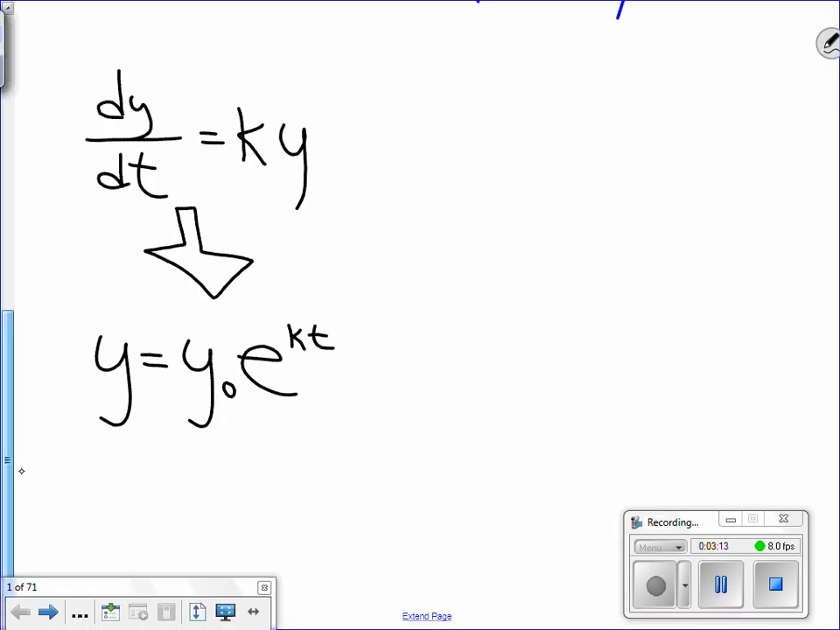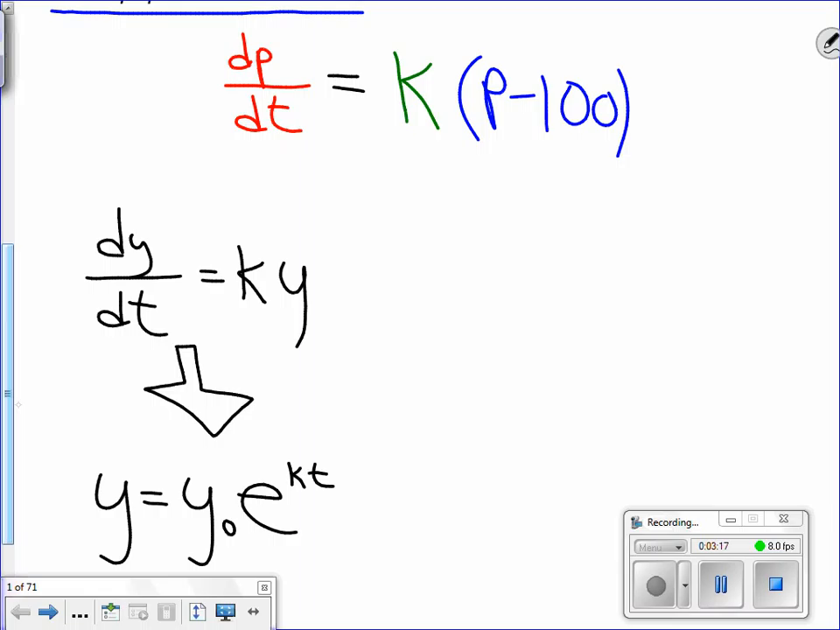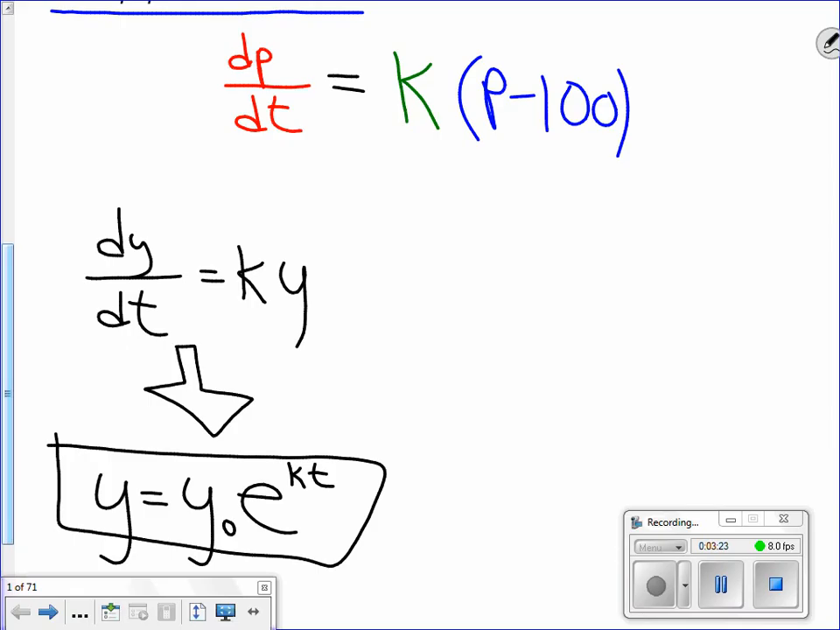But the do-now question I have, this was our differential equation. Could I use this solution for that differential equation? Nope. What's messing it up? That minus 100. Because it's not directly proportional to the amount present, to the population. It's proportional to the population minus 100. So I can't just use this ready-made solution.